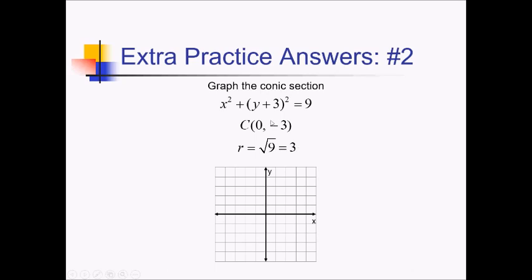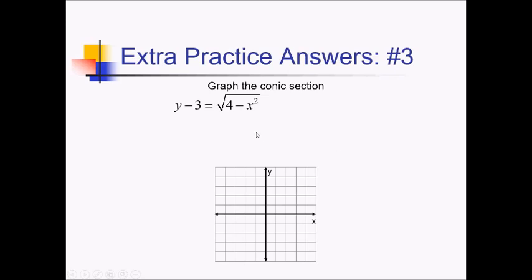Just judging by where the center is and how much the radius is, these grid lines are going to have to go by 2's to fit everything on here. So we have a center of (0, -3). And then we're going 3 in every direction. So 3 up, 3 to the right, 3 down, 3 left, and connect the dots to get our circle.